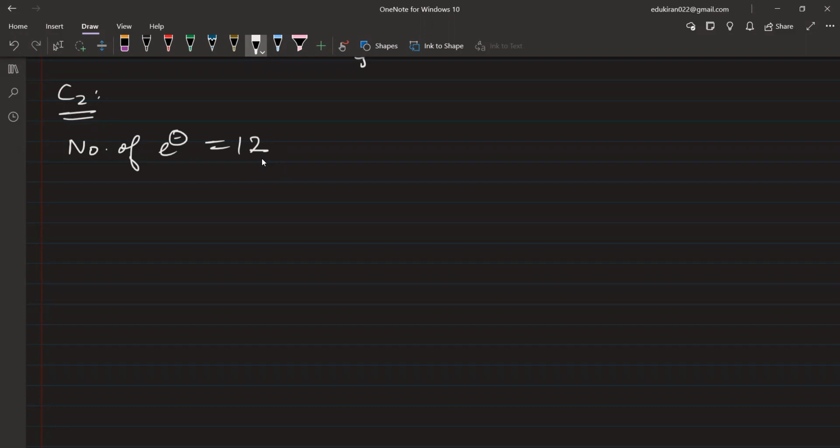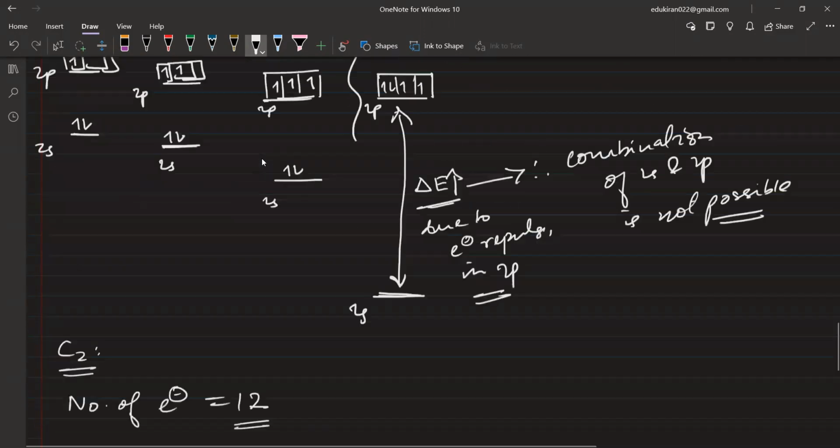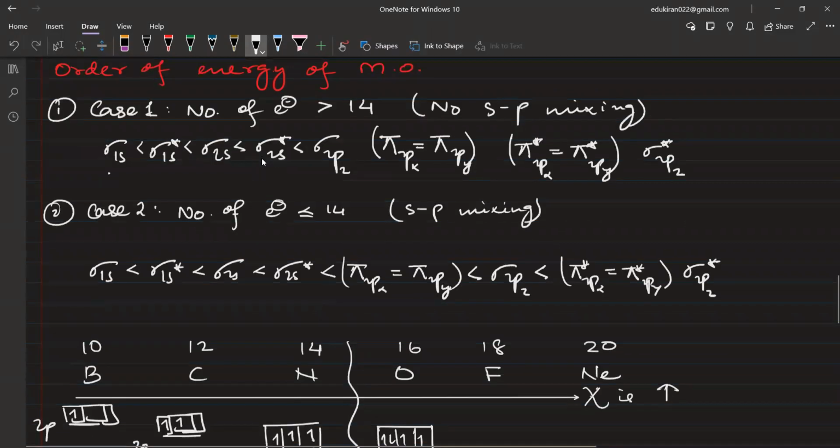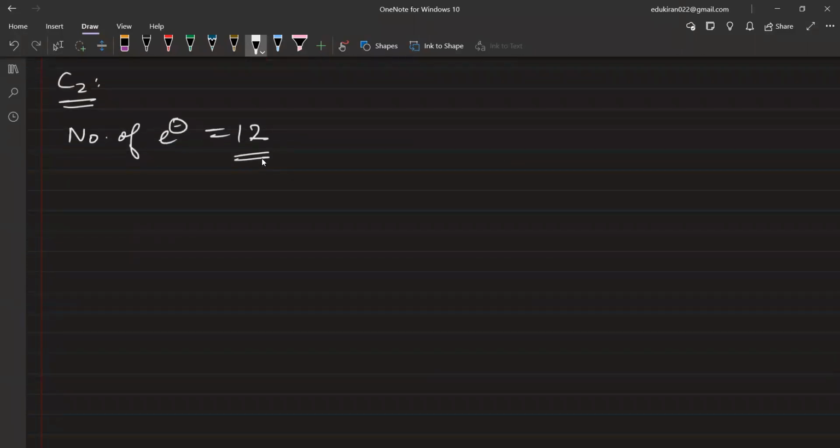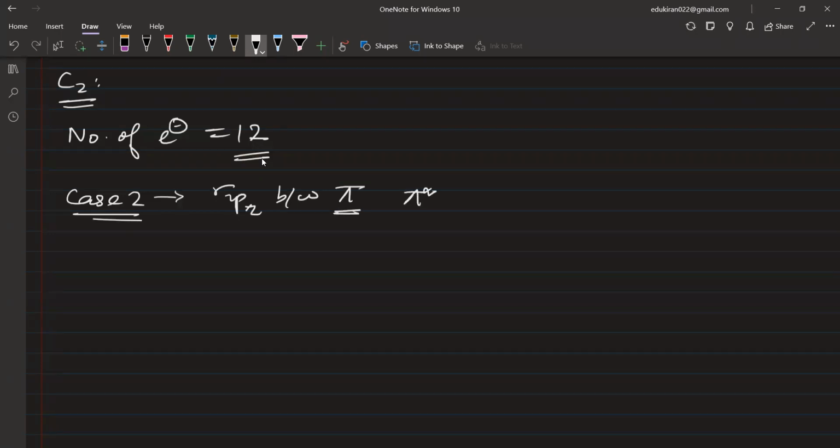Now tell me case 1 और case 2. Case 1 और case 2 जल्दी बताइए. पक्की बात, case 1? देखिए, case 1 है. नंबर ऑफ इलेक्ट्रॉन्स ग्रेटर देन 2? हाँ case 2 है ना. case 2 यानी कि सिग्मा 2pz बिटवीन पाई. ठीक है. पाई और पाई स्टार के बीच में क्या आ जाएगा? सिग्मा 2pz. बस इतना याद रखना.